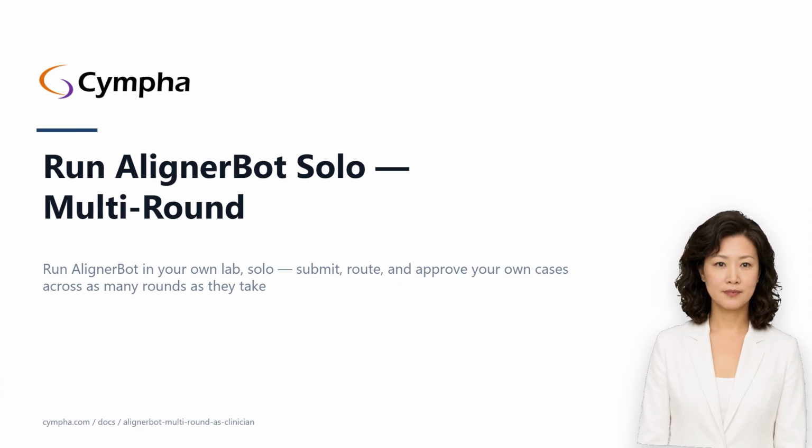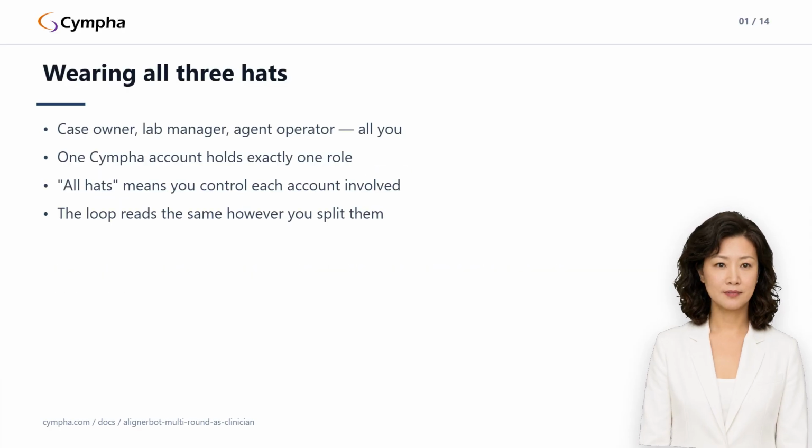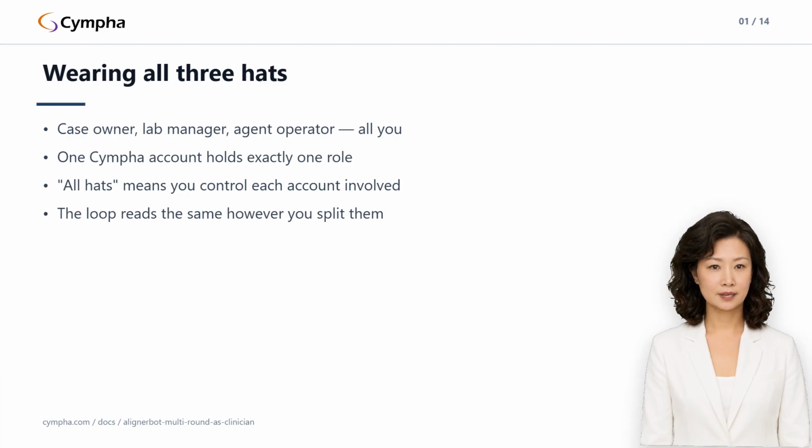First, a structural note that saves a lot of confusion. Cympha accounts hold exactly one role, set once at sign-up. There is no single account that is simultaneously clinician, lab manager, and AlignerBot seat. So, wearing every hat means, in practice, that you control each of the accounts involved. The clinician account that submits the case, the lab manager account that runs the lab, and the AlignerBot seat account that the agent manager on your workstation is paired to.